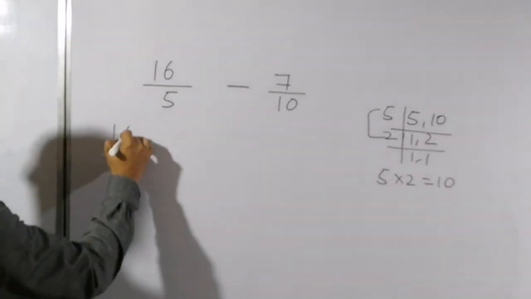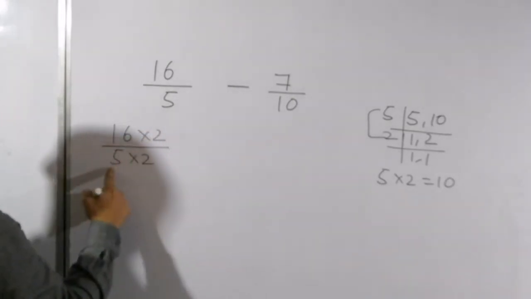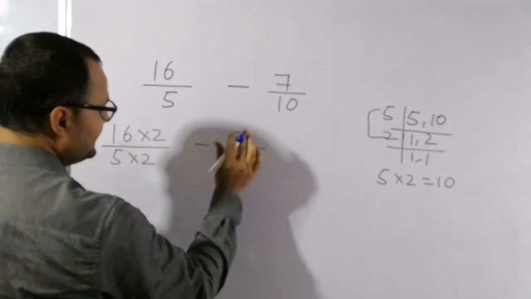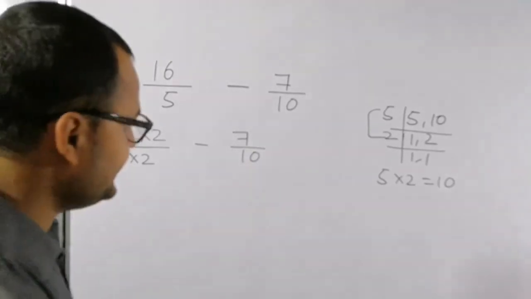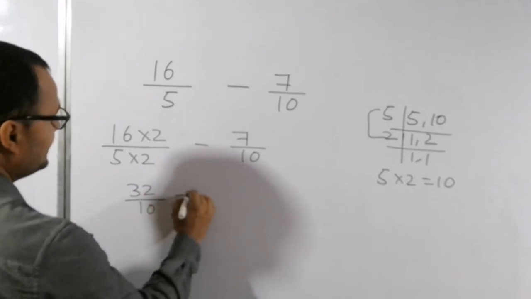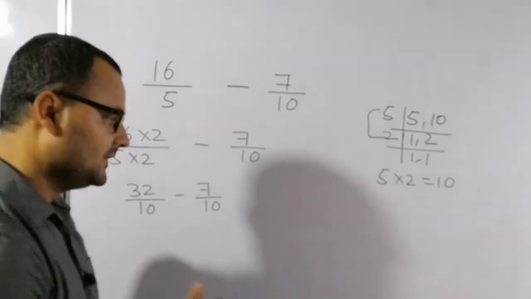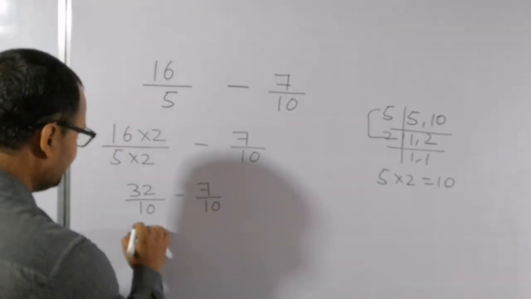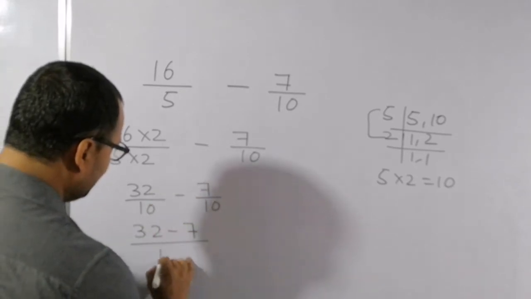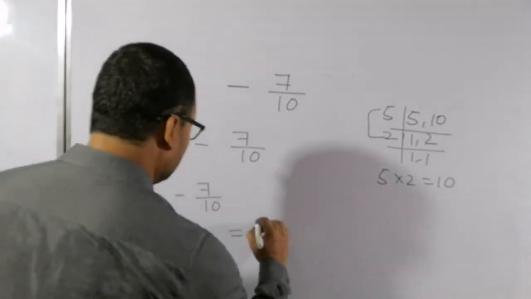So we have to convert the denominator as 10. So 5 multiply with 2. This is already 10, so no need to do any changes. Now 16 into 2, 32 by 10 minus 7 by 10. Again we got like fractions. I think after this it's going to be easy for you. Then 32 minus 7, subtract the numerators, and by 10. That is 25 by 10.